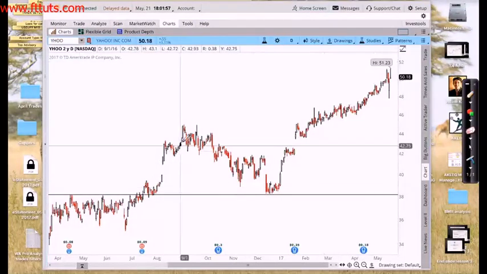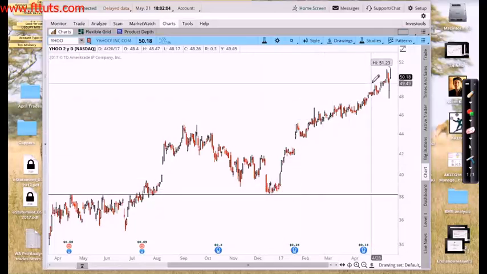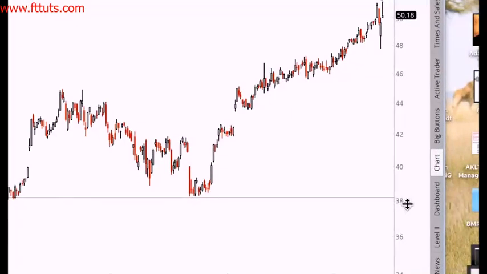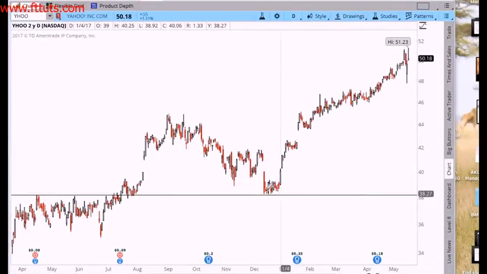Now it goes up and comes back down again, and what happens? That's right, it goes back to this level and boom, bounces off again. So you can see that this is a very strong level. This is $38. $38 was a very strong resistance over here, and it has become a very strong support level as well.